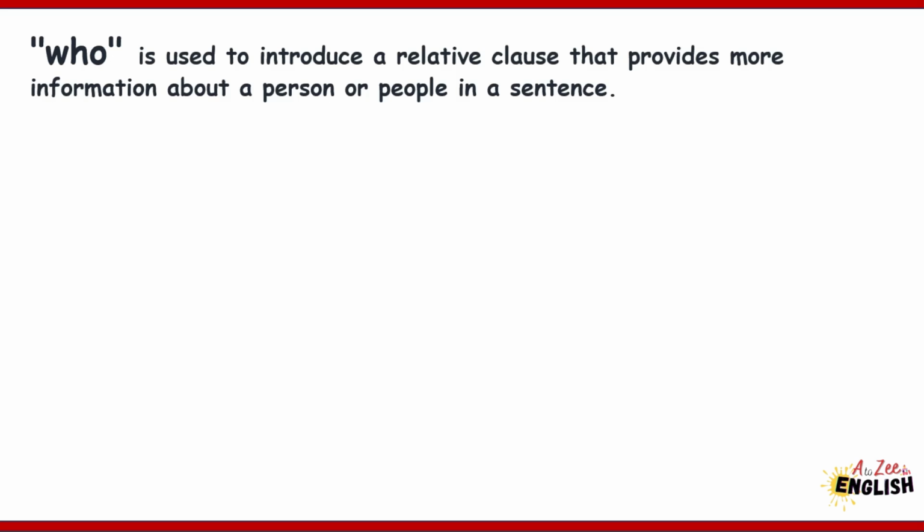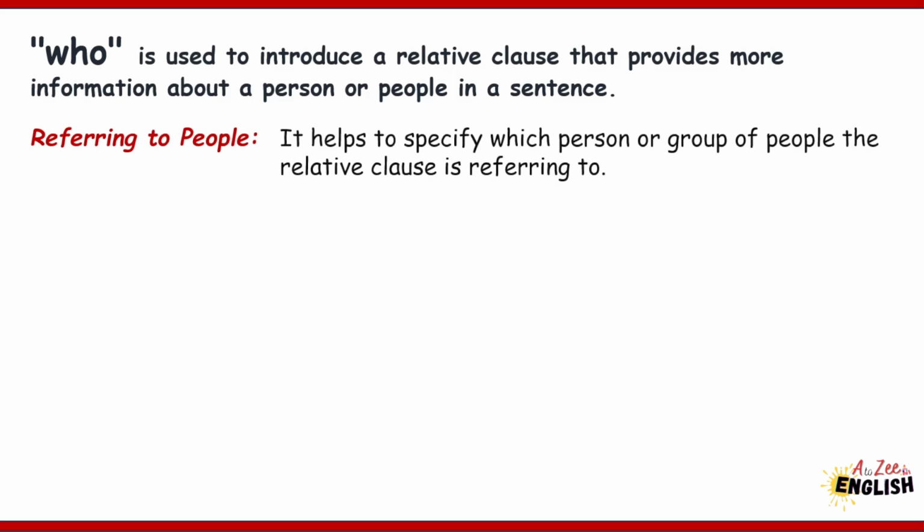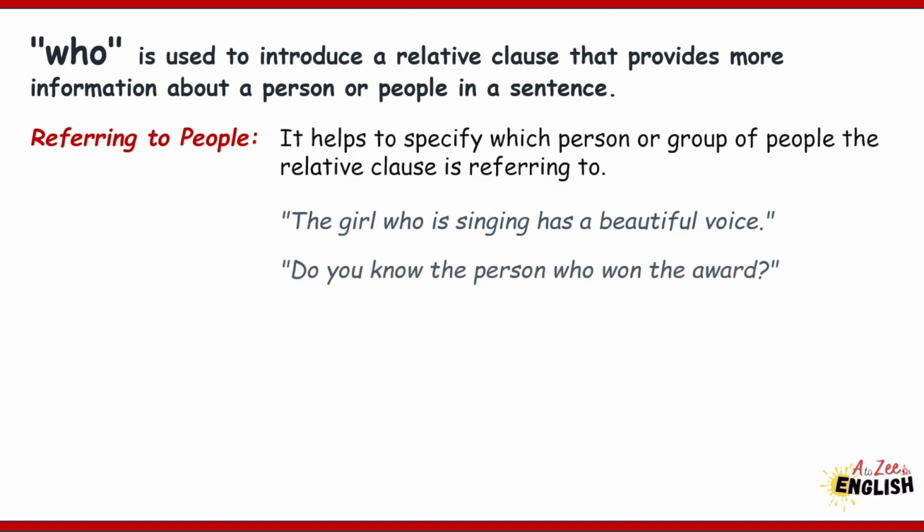First rule is referring to people. It helps to specify which person or group of people the relative clause is referring to. For example, the girl who is singing has a beautiful voice. Here, who is used to refer to the girl in the sentence. Do you know the person who won the award? Here, who is also used to introduce that person who won the award.